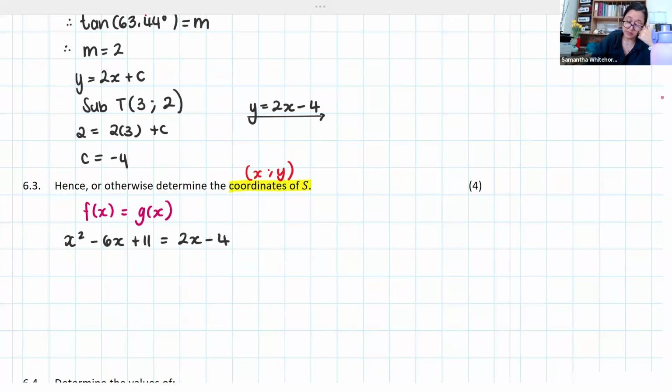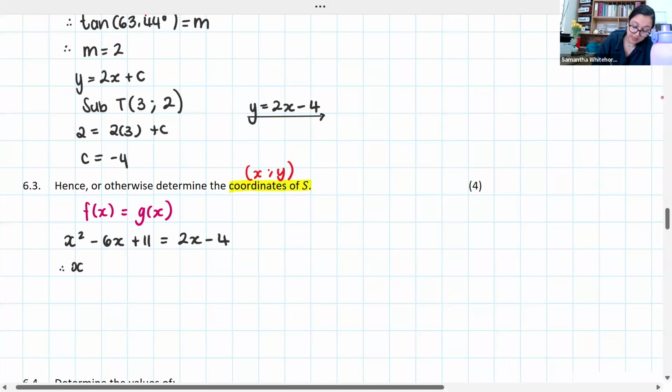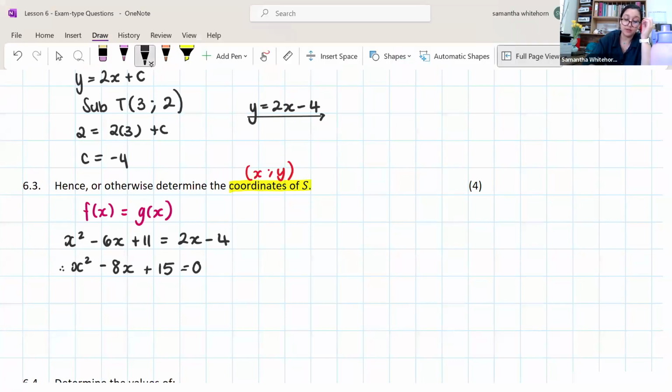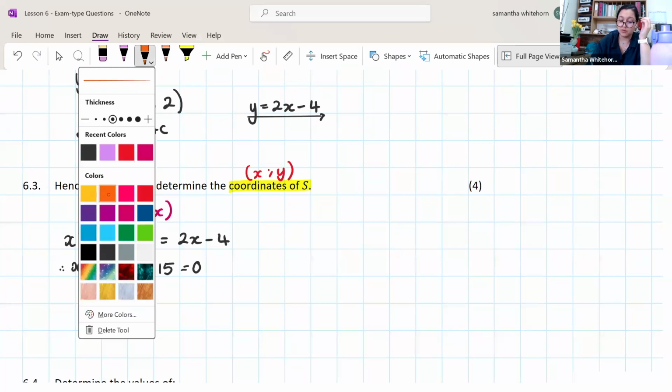Right, so the first thing that we have to do is get this into standard form. So we have to make one side equal to 0. That will mean we've got x squared, bring the 2 over, so minus 8x, bring the 4 over, plus 15. Then we factorize. Now remember, grade 12s, you do have your quadratic formula. And honestly, if you're not super confident with factorization, just use the formula.